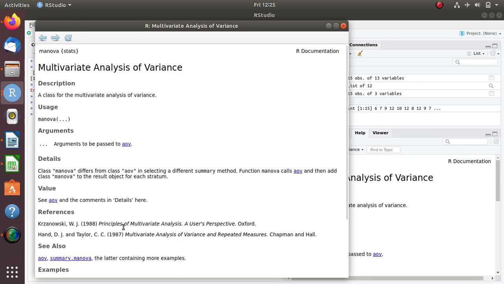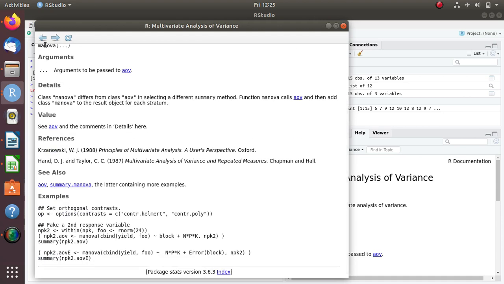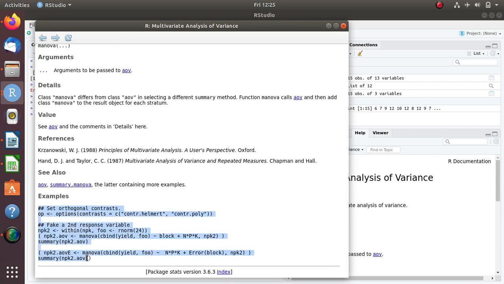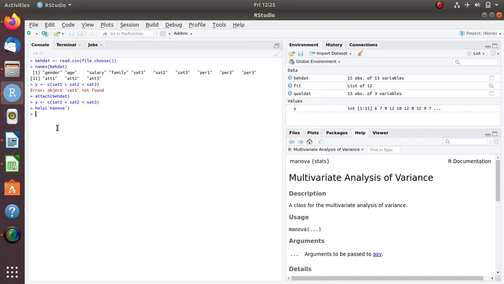This is the base, I think, stats. You have a package called stats already attached to your session. You don't need to attach this separately. So MANOVA is available straight away for your analysis. Now these are the examples. You can spend some time and read these examples and understand what MANOVA is, and straight away perform MANOVA here.